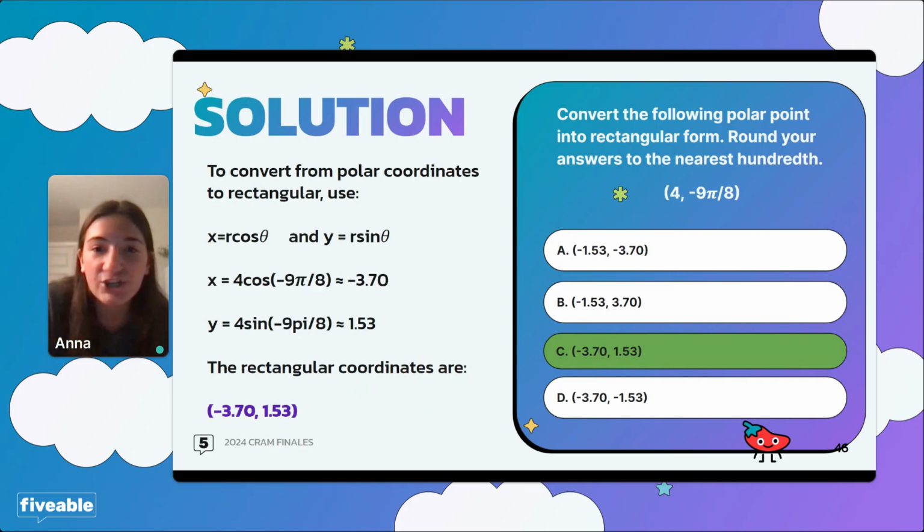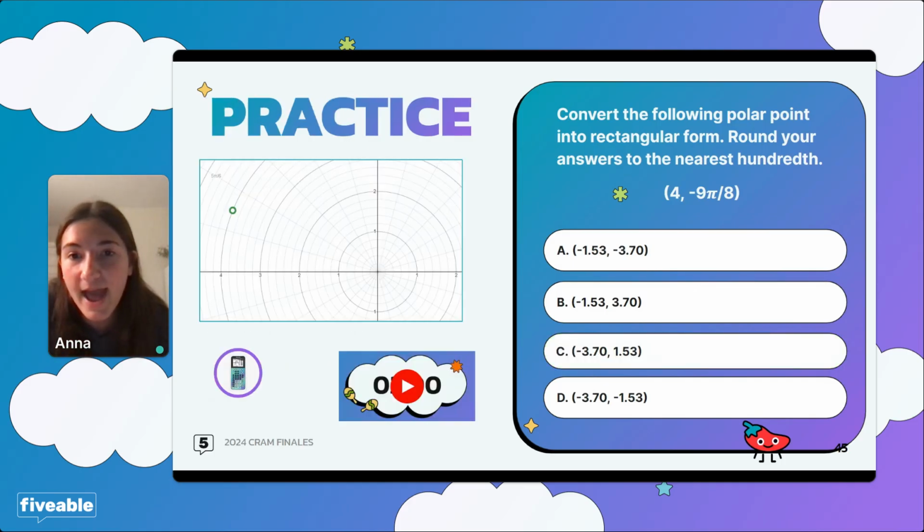So let's go back one slide just to check that point. And that makes total sense, right? We have about negative 3.7 in the x and then about positive 1.53 for the y. So if you're ever given an actual picture of it, it's a great way to check your work.